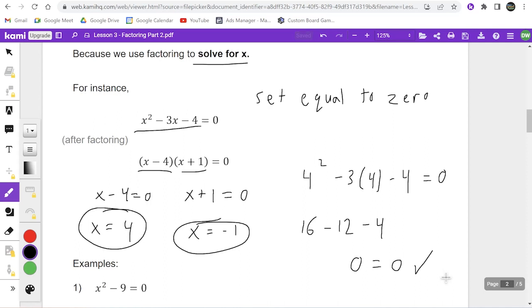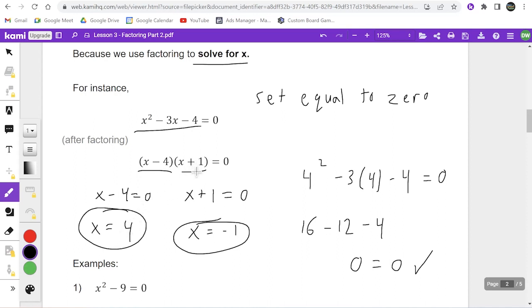Now, if you want to know a shortcut to solving these factors, see how it was x minus 4 and x plus 1, and the answers were positive 4 and negative 1? So it looks like the shortcut you could say is after you're done factoring, then the answer is just the negative version of the factor. So what's the opposite of negative 4? It's positive 4. That was the answer.